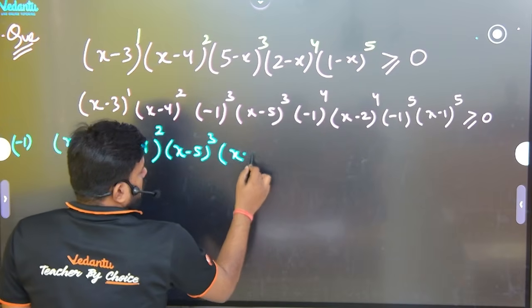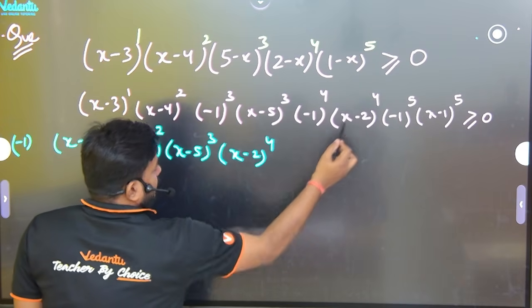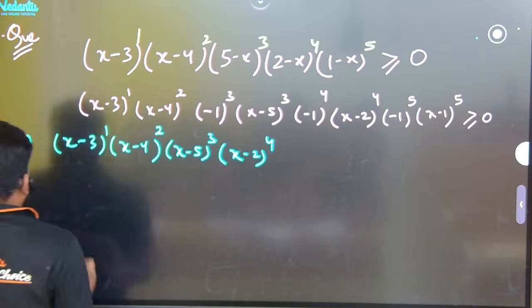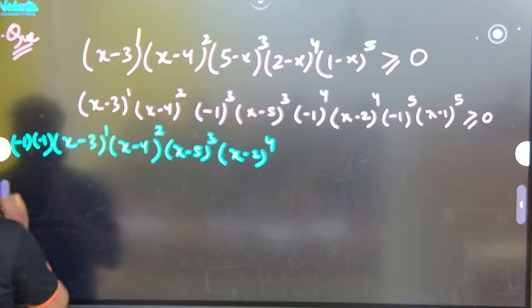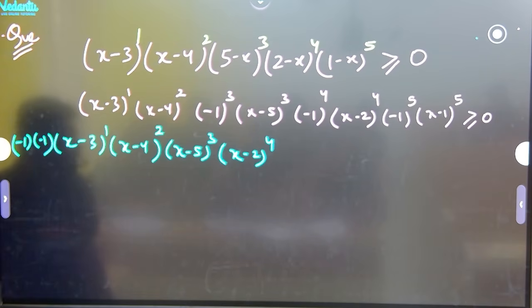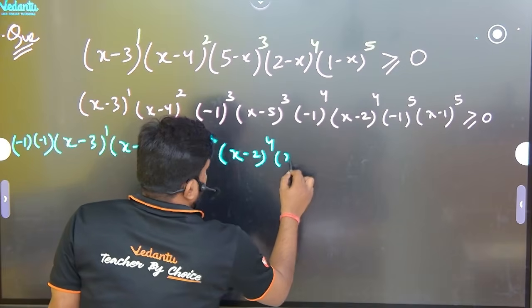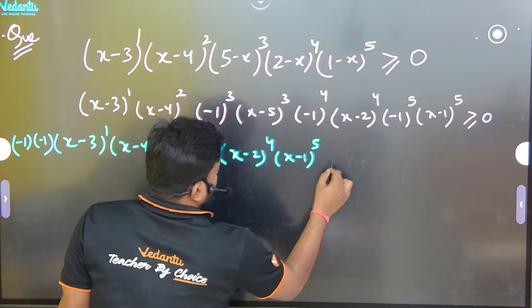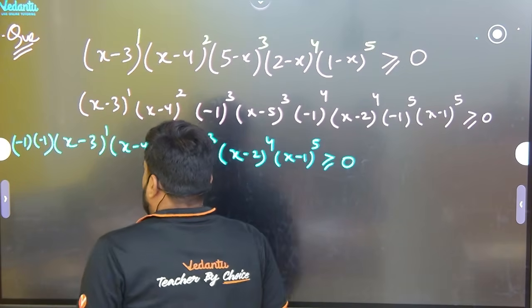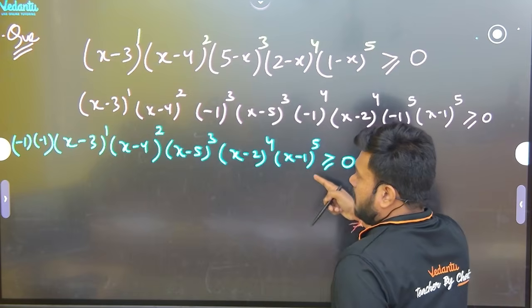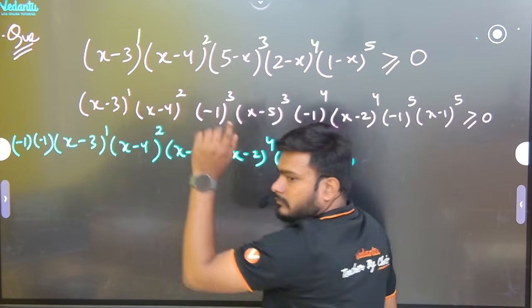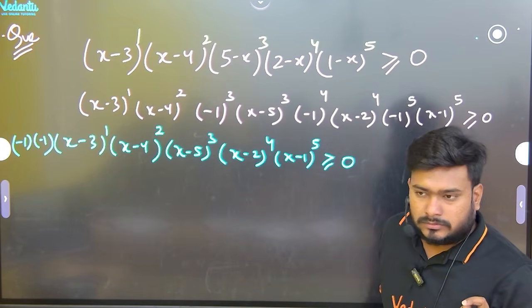What is there? Next. X minus 2 power 4. Next. Minus 1 power 5. Again minus 1. I am bringing it here. What is remaining? X minus 1 power 5 greater than equals to 0. This is not a problem. Minus 1 into minus 1. Plus 1. No problem at all.